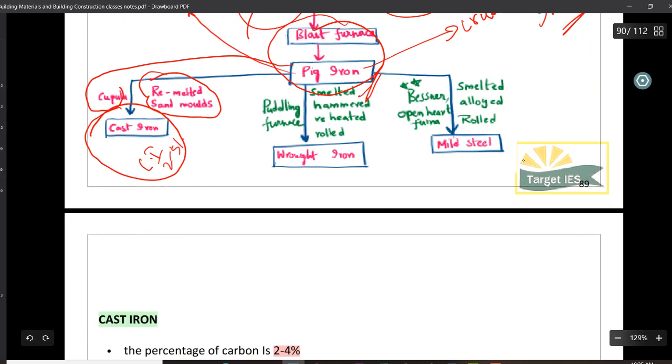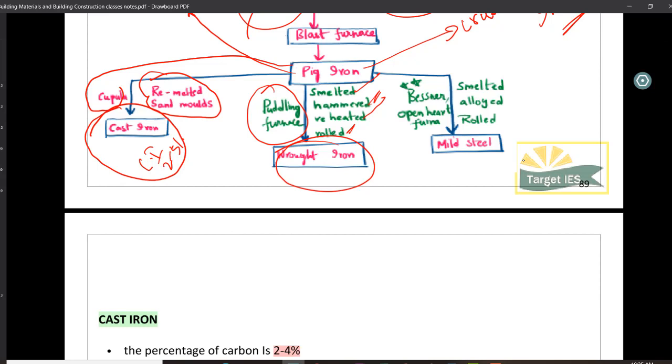So followed by the next one, we have wrought iron. Wrought iron is very similar to that. Instead of burning in a cupola, we will be burning in a puddling furnace. What we are doing: first, we are smelting it, then we are hammering it into layers, then reheating it, and then it will be rolled into iron sheets, and we will be getting my wrought iron. No need to remember the process.